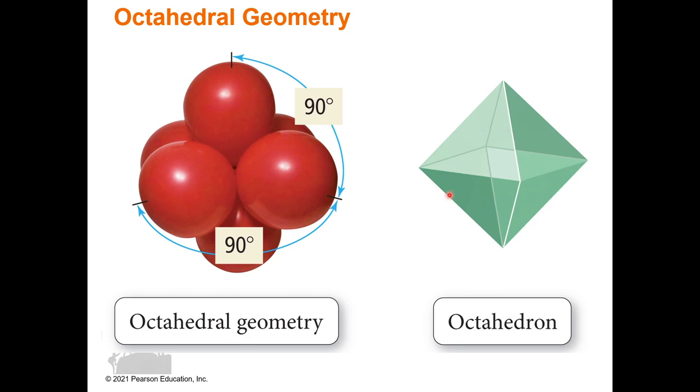This picture right here would give you a better idea of the octahedral, because if you have 2 pyramids with a square base, you're forming a shape that has 8 sides, and hence octahedron or octahedral geometry.